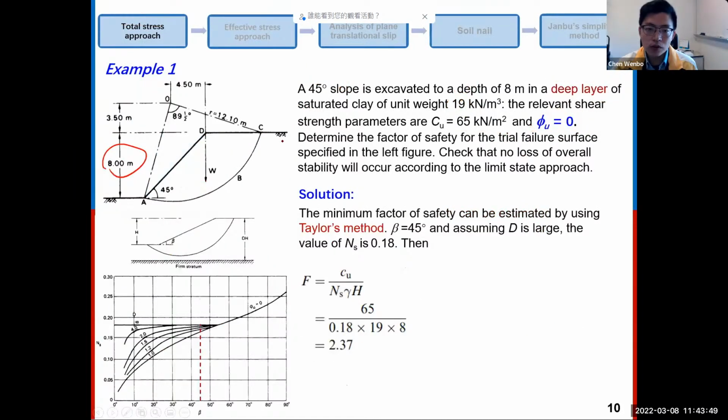The F is not necessarily the minimum factor of safety, because we just show you one example in the grid searching method. So with this same condition, we have already discussed Taylor's method. Taylor's method is one design chart for total stress approach, right?